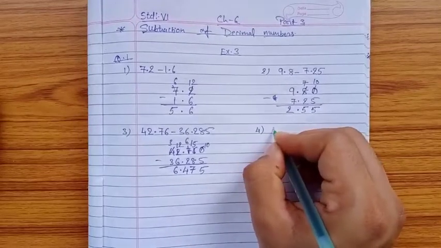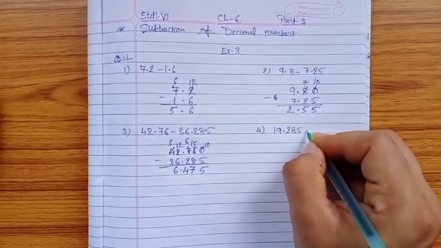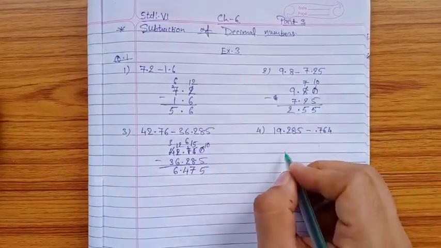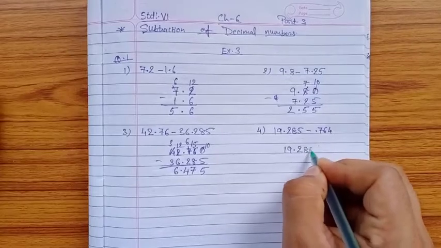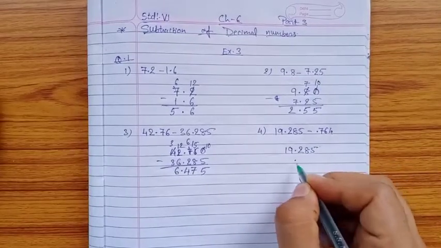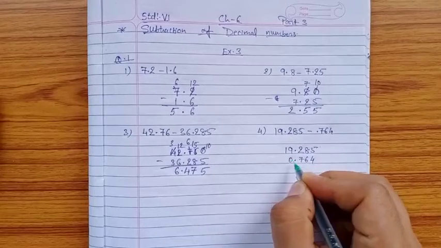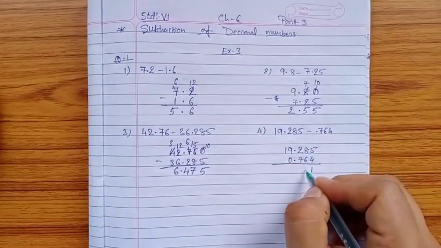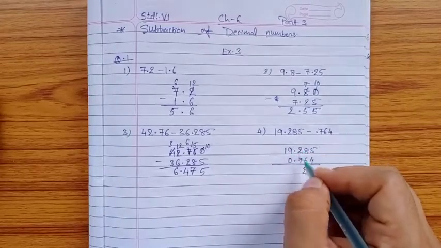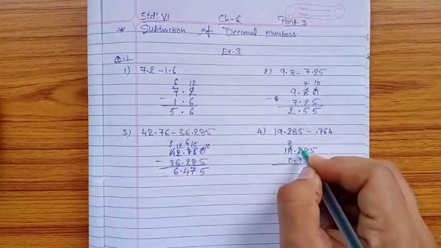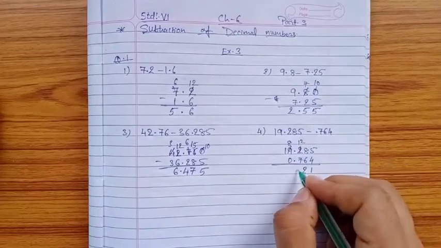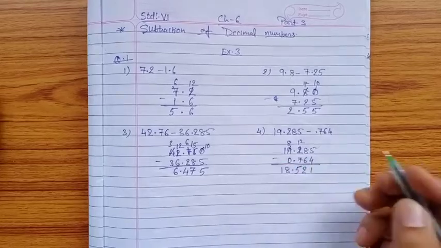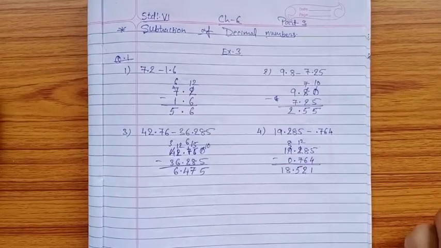Fourth one, it's 19.285 minus 0.764. So we'll write 19.285 and 0.764. So we can place over here 0. Now 5 minus 4 is 1. 8 minus 6 is 2. From 2 we cannot subtract 7, so we'll borrow over from here, so it will become 12. 12 minus 7 is 5. 8 minus 0 is 8 and 1. So the answer comes, that is 18.521.